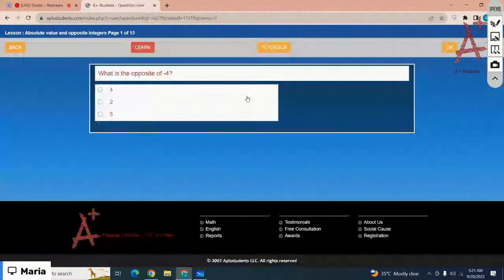So, what is the opposite of negative 4? So, which is the correct option? The correct option is the same number with the opposite sign, right? That means on the other side of the 0, it would be positive 4. The opposite of negative 4 is positive 4. Very good.